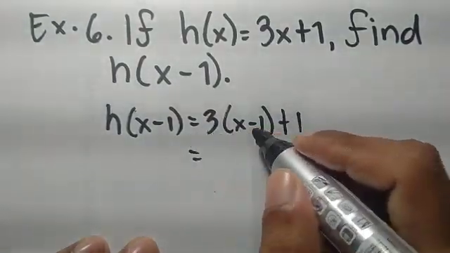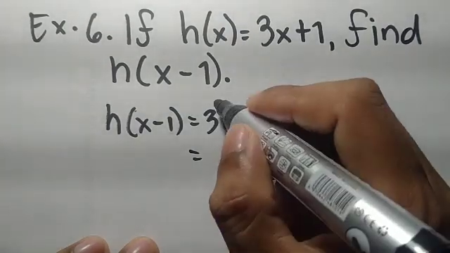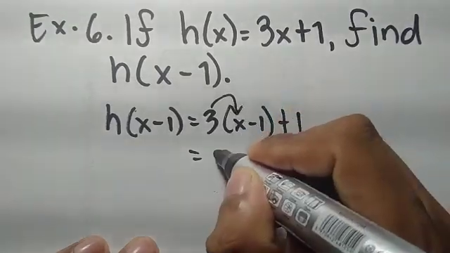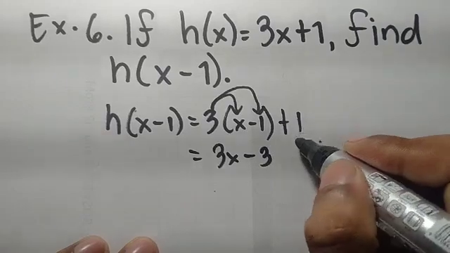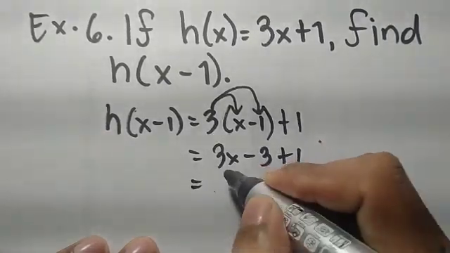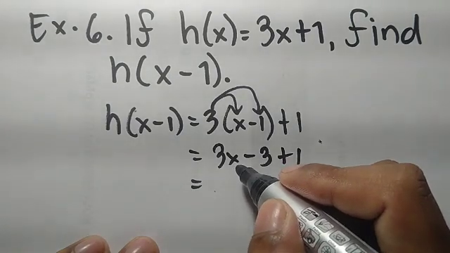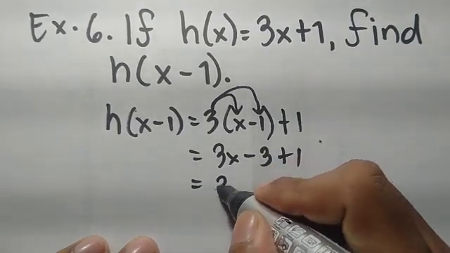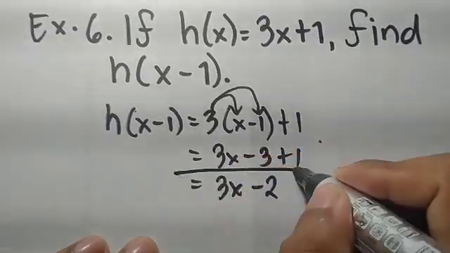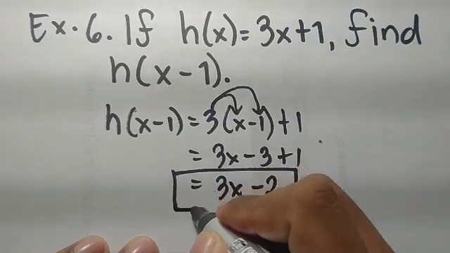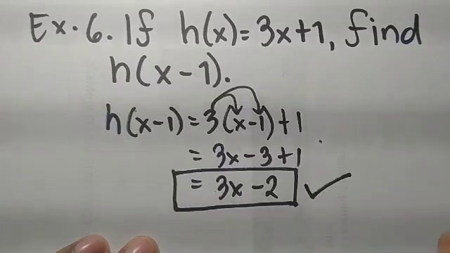Okay, so here there is an operation inside the parentheses, so we distribute this 3. So 3 times x is 3x, and 3 times negative 1 is negative 3. Copy the plus 1. So 3x, because no like terms, we just bring it down. Negative 3 plus 1 is negative 2. So the value of our h when x is x minus 1 is 3x minus 2.